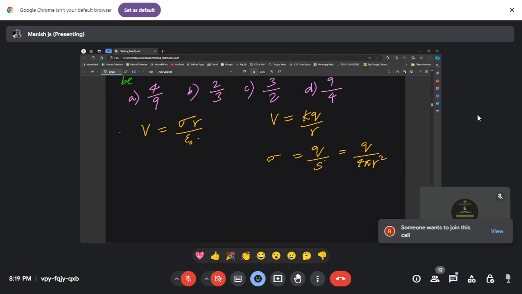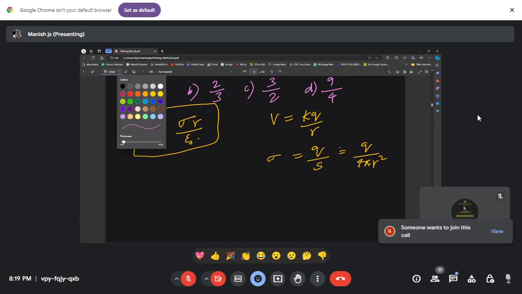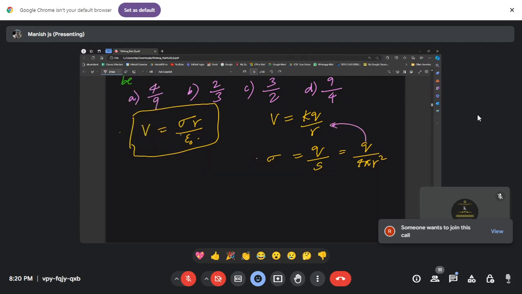Okay, so here in terms of radius, we are trying to express. So you go here, you substitute, children, in this particular formula. What happens? So again, this formula will get reduced to V is equal to sigma R upon epsilon naught. I have shown you the reduced version of the formula. Okay, you go and substitute it back for the charge, you will get this relation.